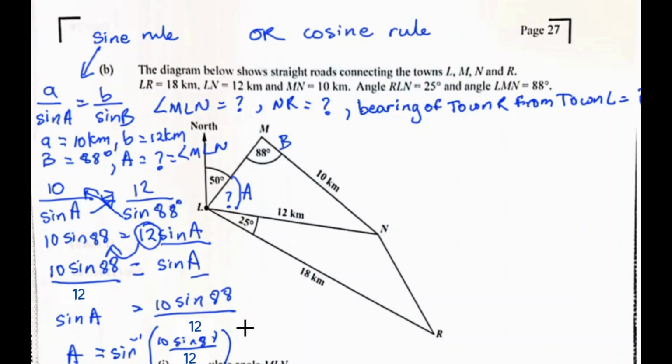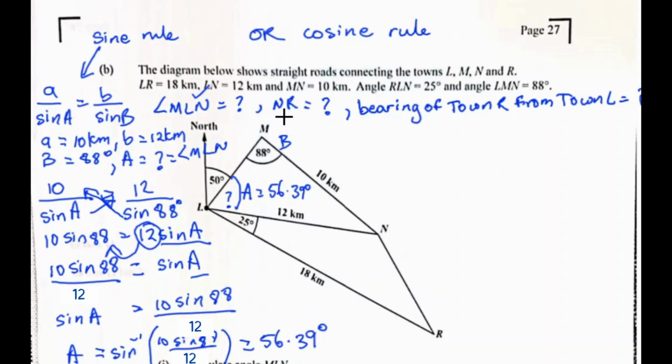That works out to be 56.39 degrees. So now I have A, so I'm going to write it in: 56.39 degrees. Okay, so we have completed part 1, which is to find angle LMN.